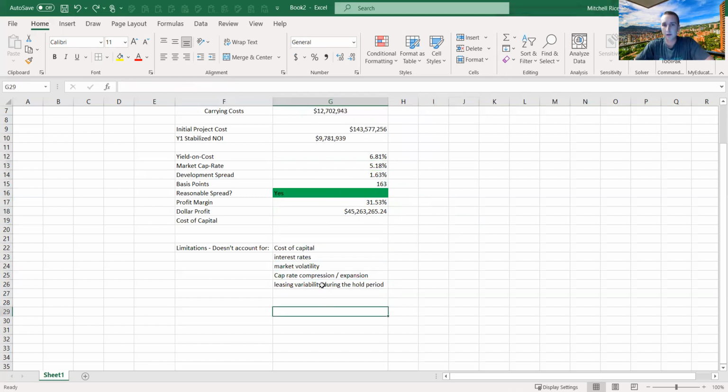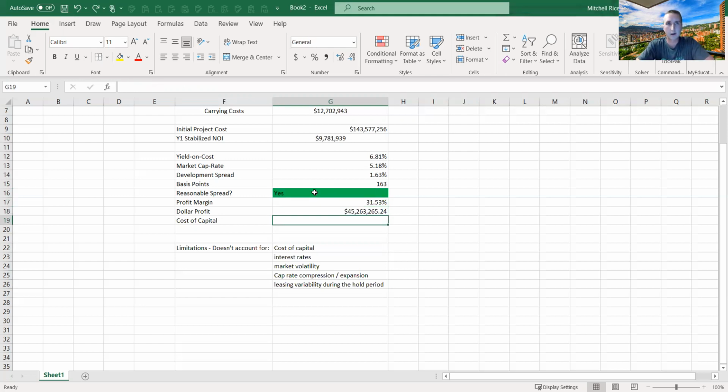So these are the limitations of the developer spread that you have to keep in mind, which is why if we find out that we can get a reasonable spread by doing a back of the envelope calculation, that's when you're going to want to do a more sophisticated discounted cash flow analysis, make your pro forma, underwrite it all out, model your cash flows on a monthly basis, and use return metrics like your IRR, NPV, and equity multiple. It just helps you go a little bit deeper.